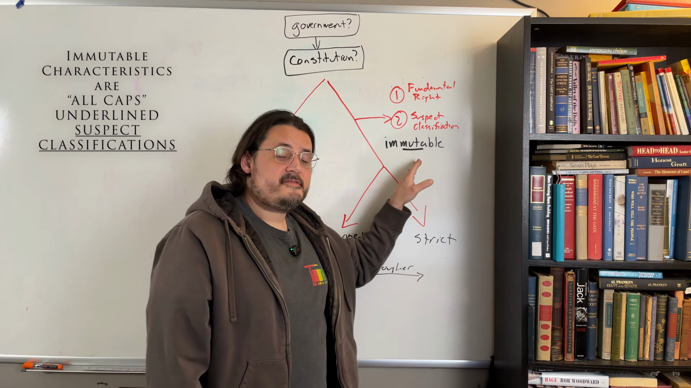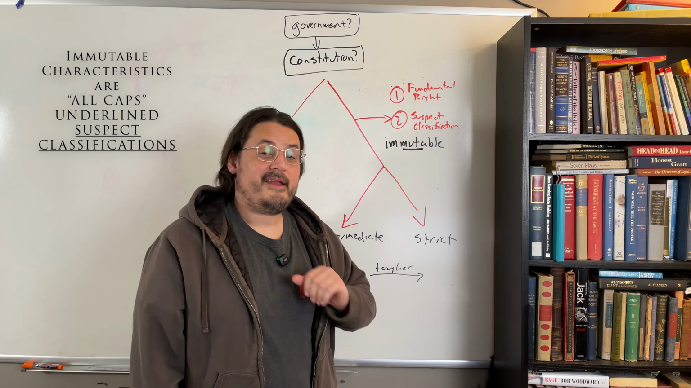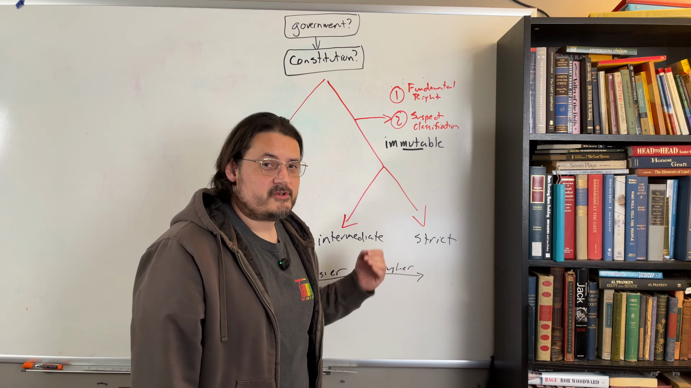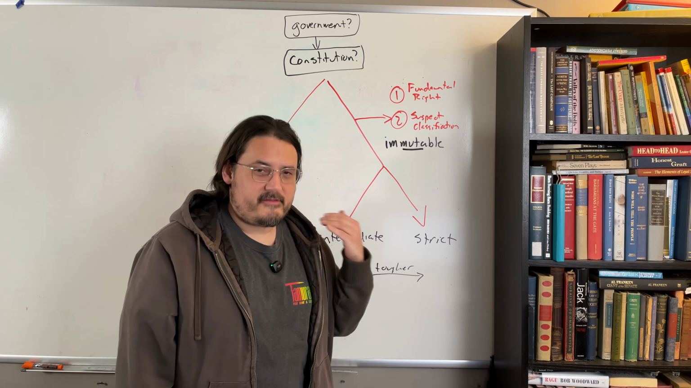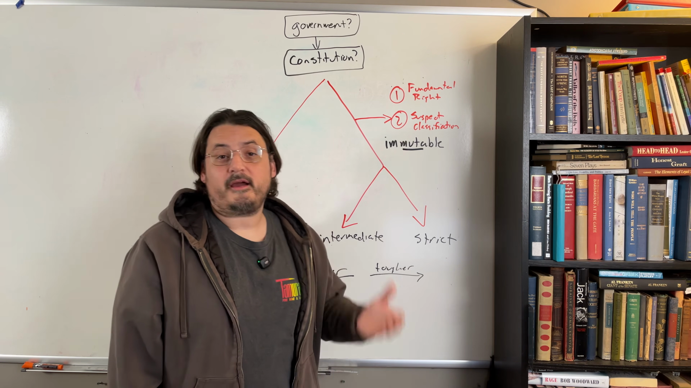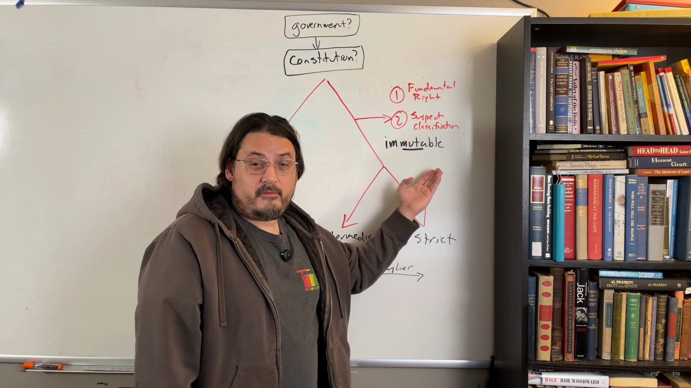If something is an immutable characteristic, it goes into strict scrutiny. And I'll give you a couple more examples of how things divide between strict and intermediate, but again, I want you using these to get the general concept rather than memorize them, because they're gonna change. They keep changing. Gender, you would think, would be an immutable characteristic.